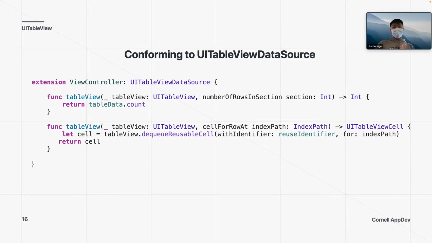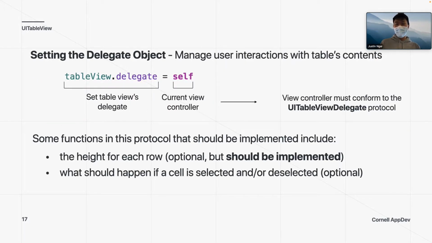Okay, cool. And so this is basically what I was talking about just now. In the number of rows in section, I'm assuming that I have this table data array, right? And over here, we're going into a lot more detail again later, but this cell for row at is basically what I will be returning. It's the cell that I will be returning at a specific row, okay? Yeah, that's all I want to say for that. Okay, so any questions about the data source just now?